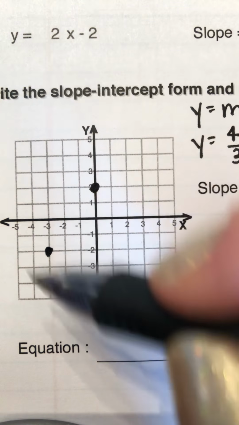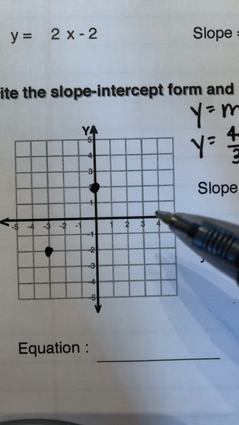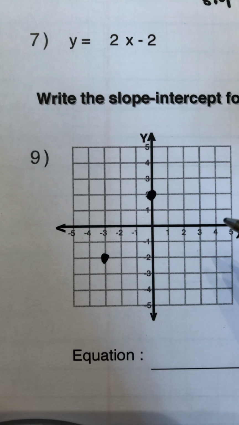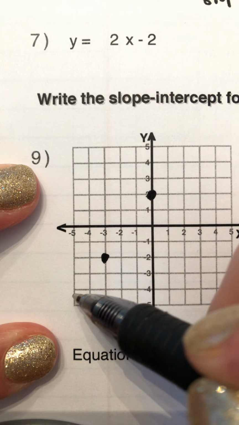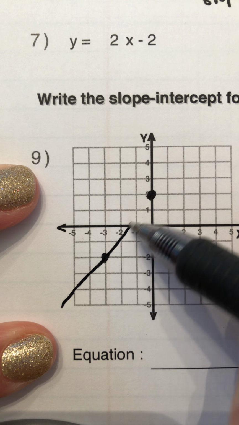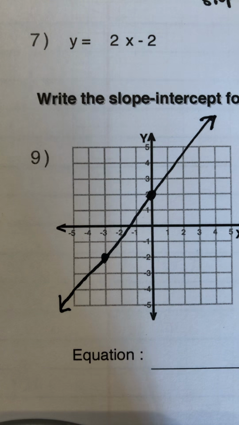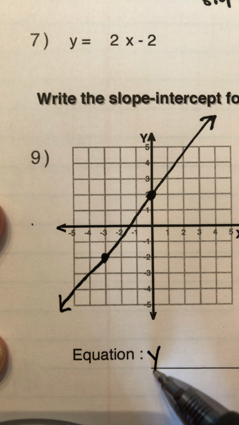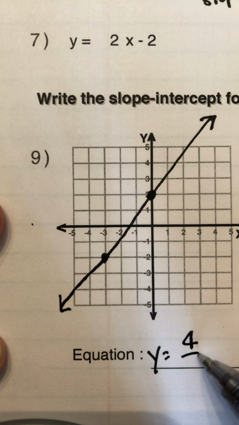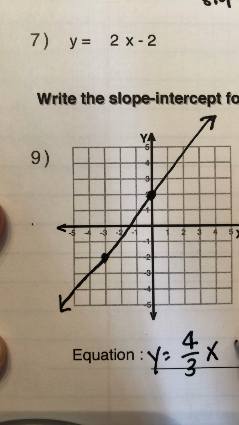Now that I have 2 points there, and if you could get more on there, by all means, please write as many points as you can, because that'll just make your line connect better. You're going to draw your line through those 2 points. And at the bottom, you could rewrite that equation, y equals 4/3 x plus 2.